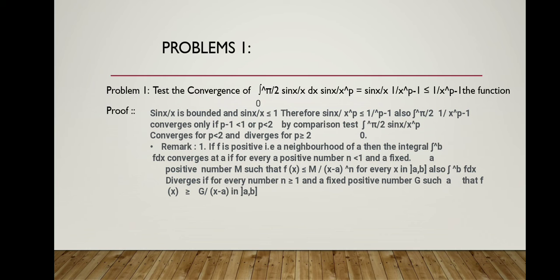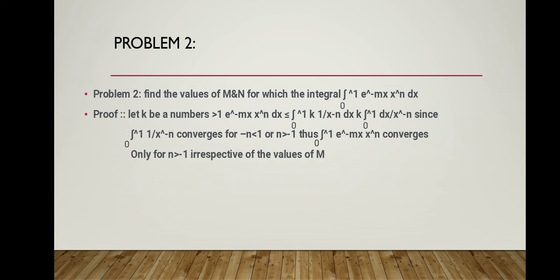Also, integration of f of x dx between limit a to b diverges if for some number n greater than or equal to 1 and a fixed positive number g, f of x is greater than or equal to g by x minus a raised to n in open interval a comma b. This is problem number 1. Let's see the problem number 2.